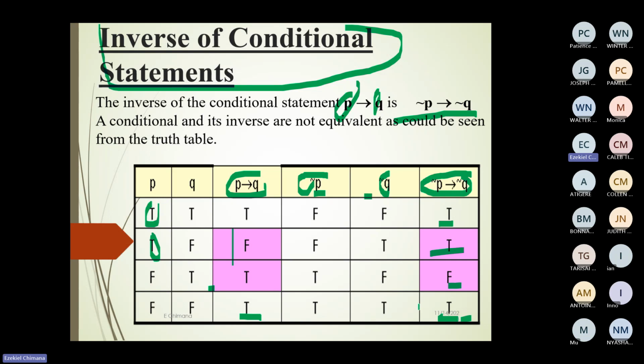A conditional and its inverse are not equivalent. This could be seen from the truth table. So we are saying the inverse and the original conditional statement are not equal. Since you see here, we've got a false, but here we've got a true. Here we've got a true, and here we've got a false. So they are not equal.